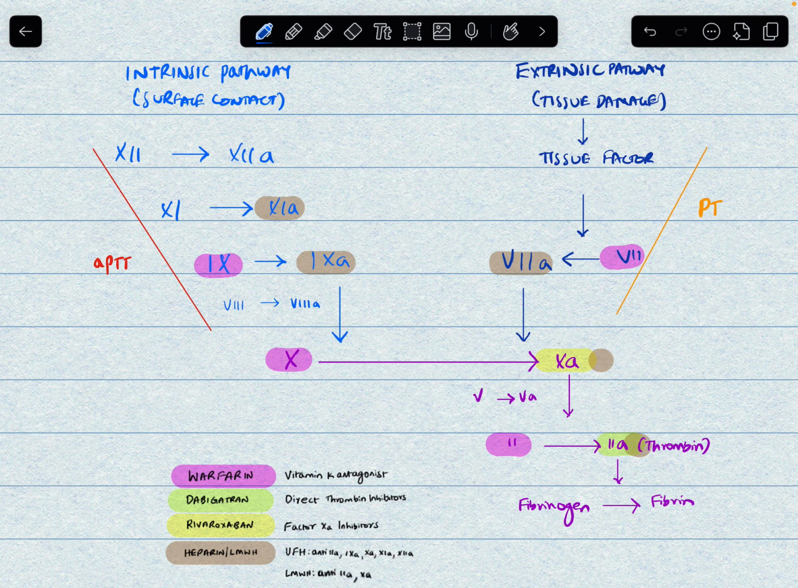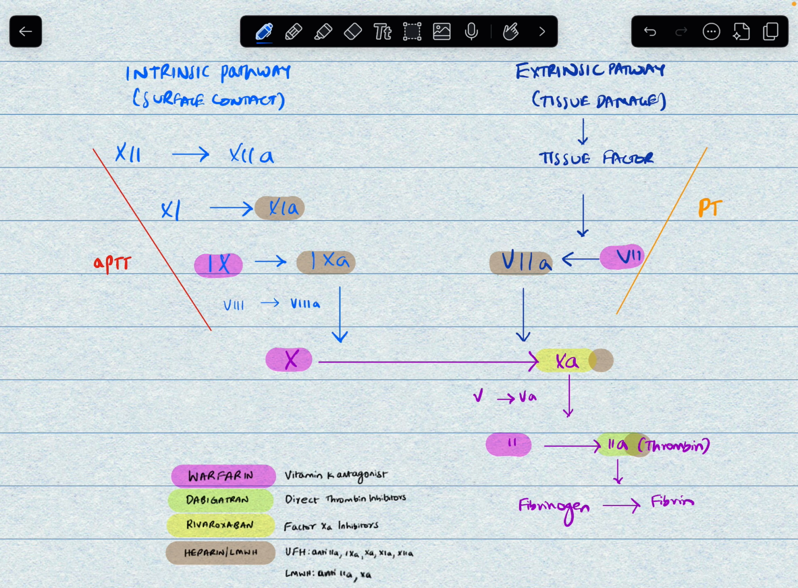In common pathway, the factor 10 gets activated, and this activated factor 10 in the presence of activated factor 5 activates the prothrombin and converts it to thrombin, and this thrombin is responsible for conversion of fibrinogen to fibrin. This is in brief about coagulation cascade, and now let's understand the different drugs that act in these pathways.